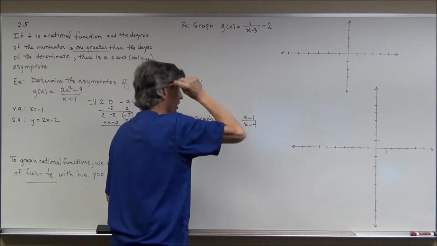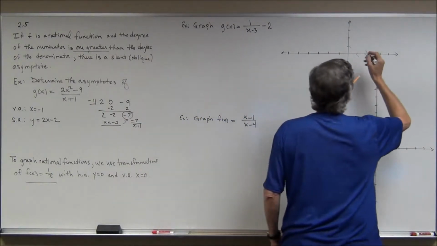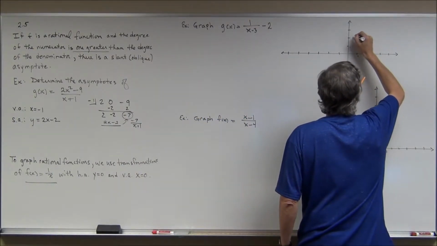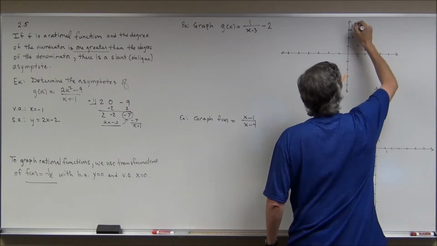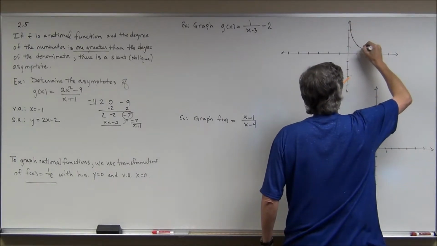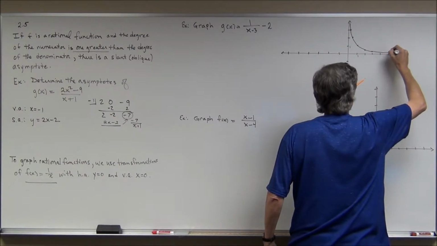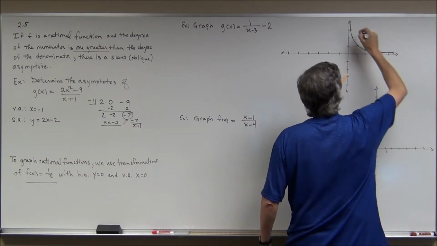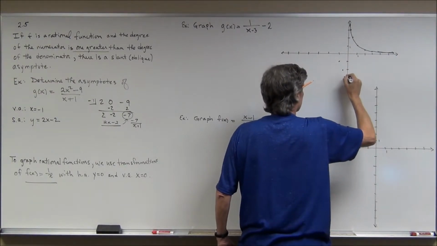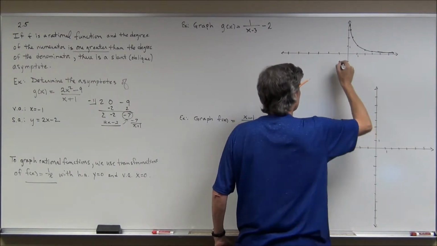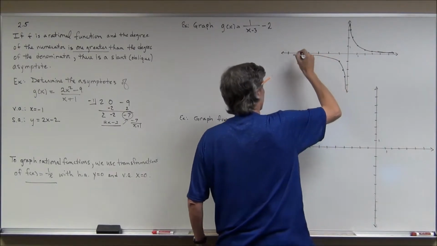So if we start, and I'm going to go ahead and put the graph of the original in here if I can. If we start with the parent graph, well, that's supposed to kind of go downward. There we go. Okay, kind of rough there.